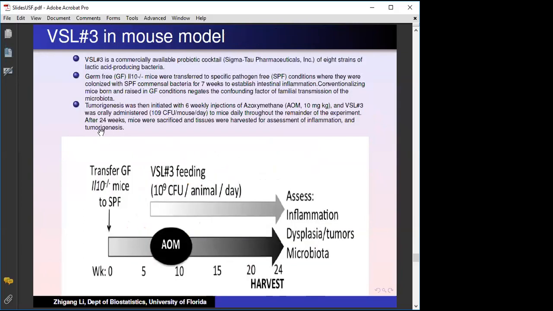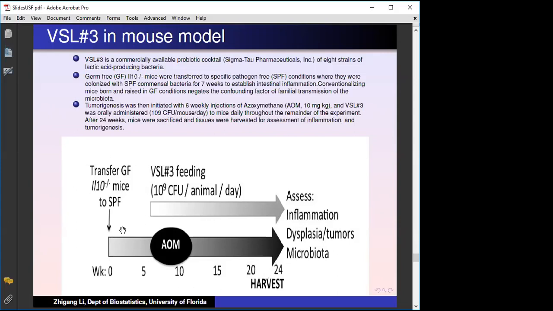And then the second study is the VSL number 3. It's a mouse model. VSL number 3 is a probiotic cocktail to promote 8 strains of lactic acid producing bacteria. This study is basically trying to investigate the intervention effect of VSL number 3 for inflammation associated with colorectal cancer. So this is the study design.